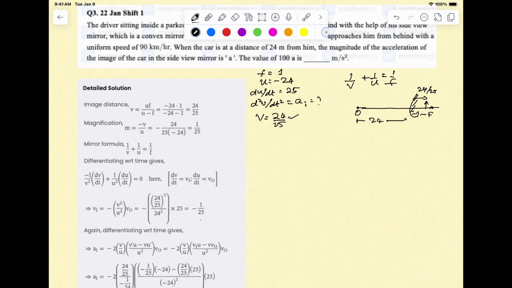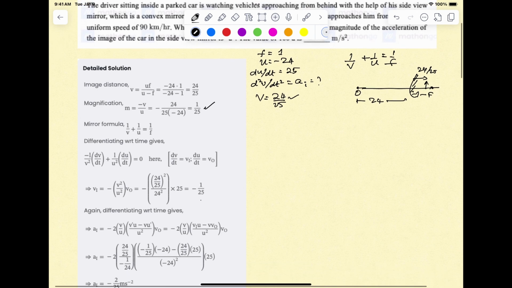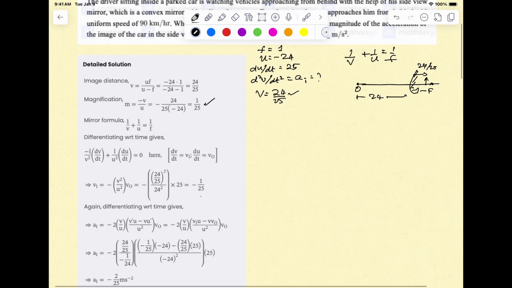Then they also calculated the magnification, 1 by 25. It's really not required, but in any case you can calculate it if you want. They have not used this magnification at all in the following workout. Now the second step is differentiating this mirror equation, which is going to give you the du by dt and dv by dt relation. Now dv by dt is nothing but the velocity of image, whereas du by dt is going to be the velocity of object.